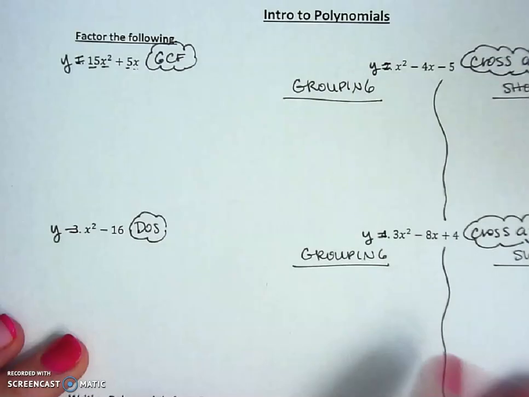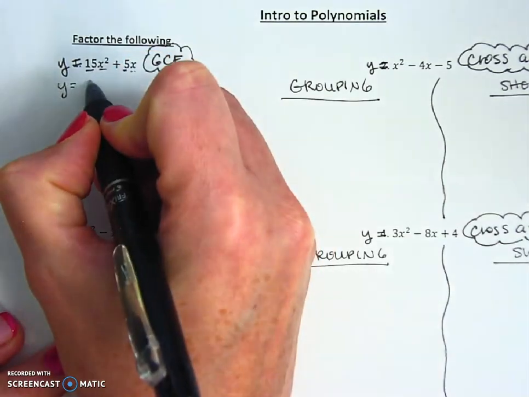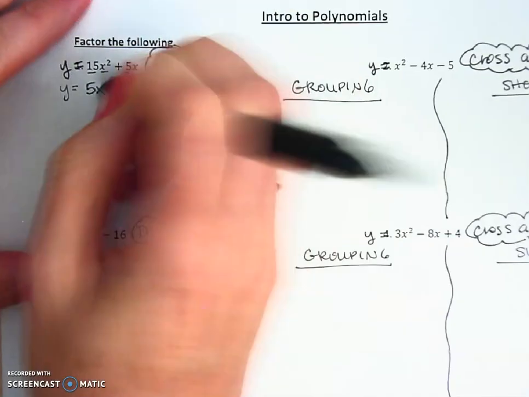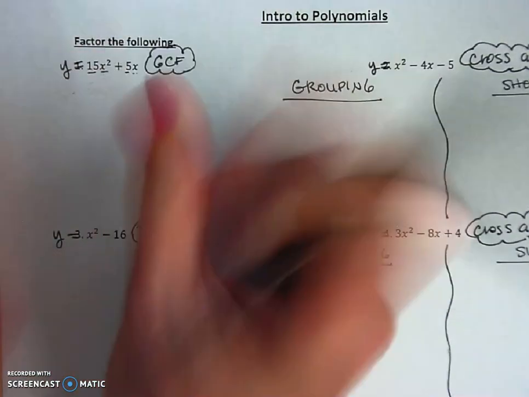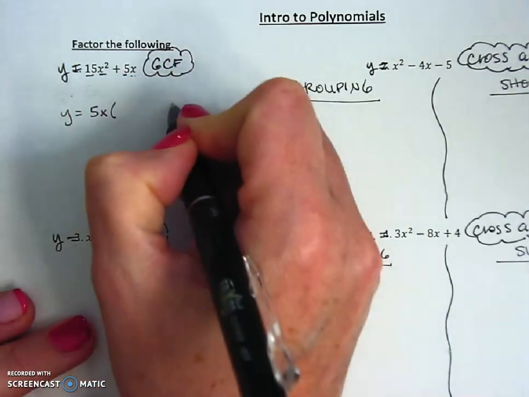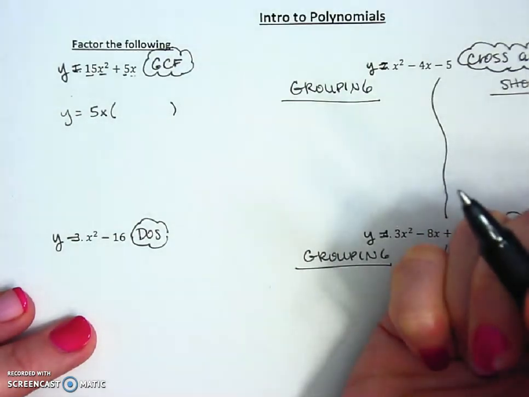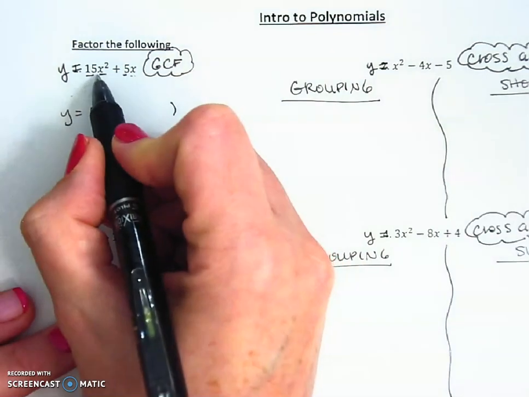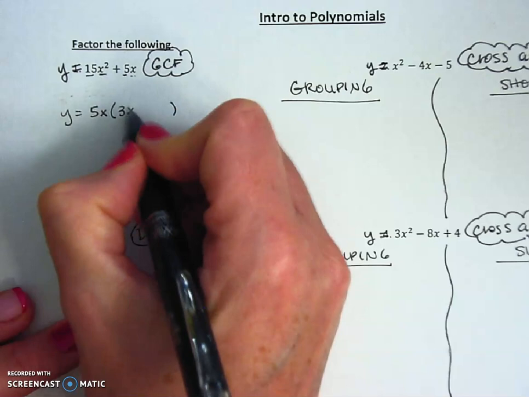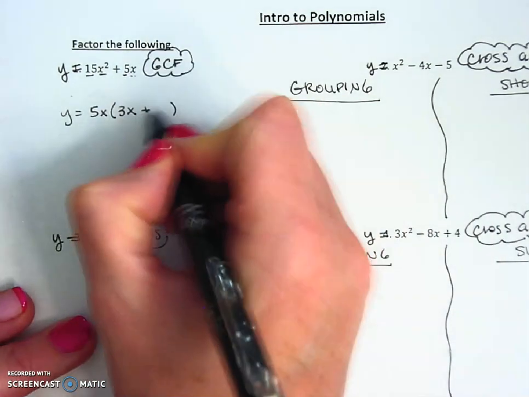So here's how I'm going to rewrite this next step. I said that it was 5 and x as the greatest common factor. Do this. And in parentheses, I'm going to put the quotient of what we have after we divide that out. So dividing 15 by 5 gives me 3. Dividing x squared by x is x. And then here, when I divide 5x out of itself, that leaves me 1.